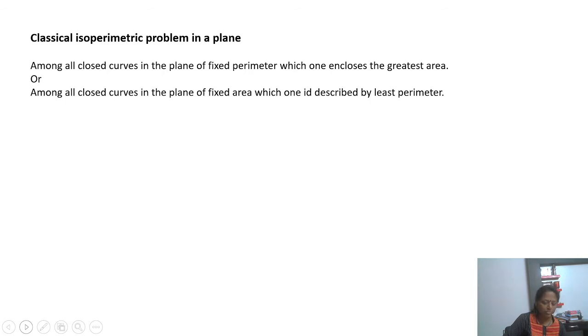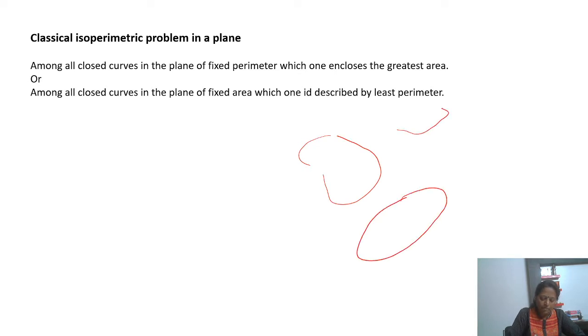The classical isoperimetric problem in a plane is given as: among all closed curves, you have to find, here the word is written closed curve. There I was saying a figure in the plane, so that also means the closed figure, or the figure bounded by the closed curve. So among all closed curves in a plane such that the perimeter is fixed, I have to find a curve which is enclosing the greatest area. You may have so many curves, like you may have this curve, this curve, this curve, and all these curves have the same perimeter, and all these are closed. Now the question is, I have to find that shape of the curve, that shape of the figure which is enclosing the maximum area, the greatest area.